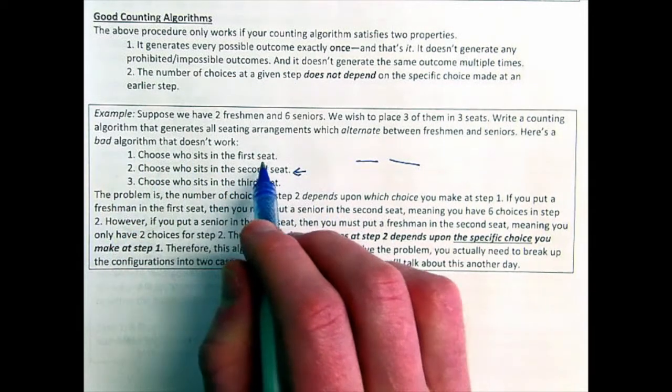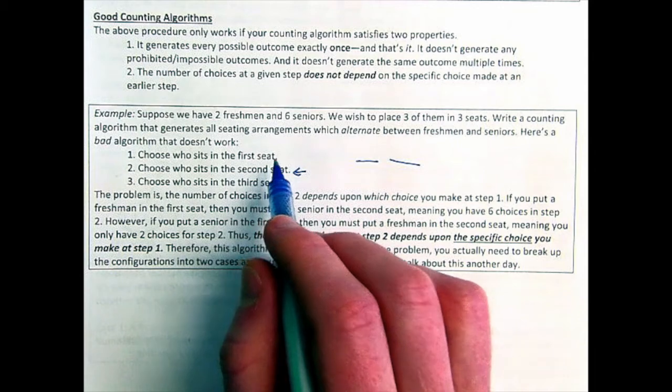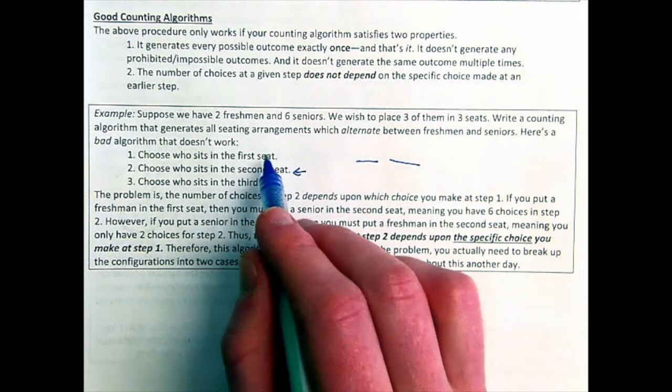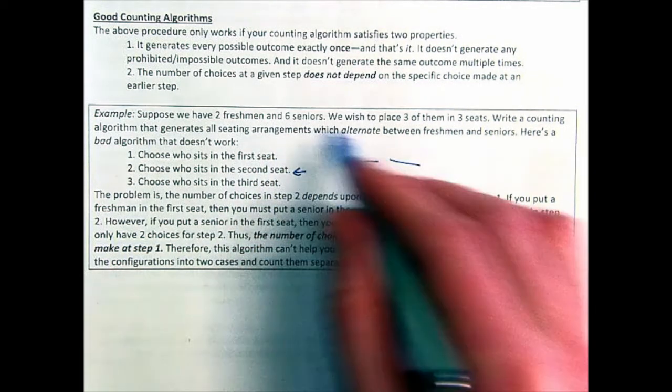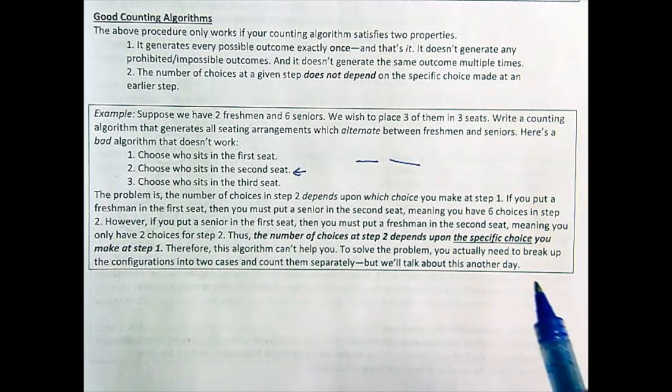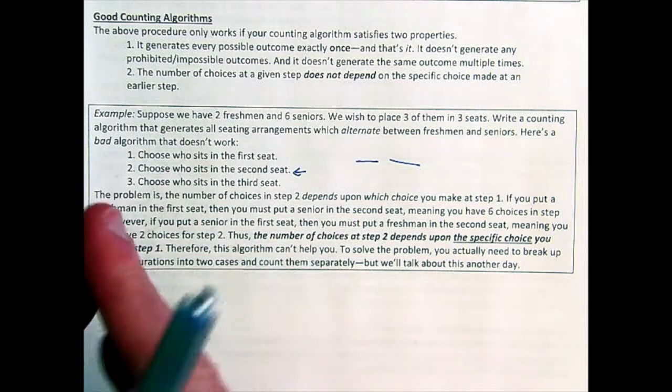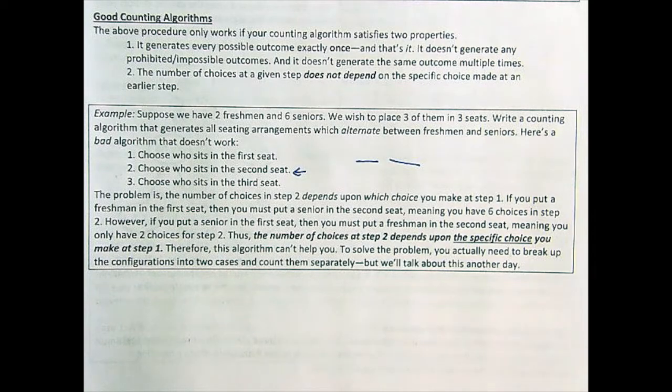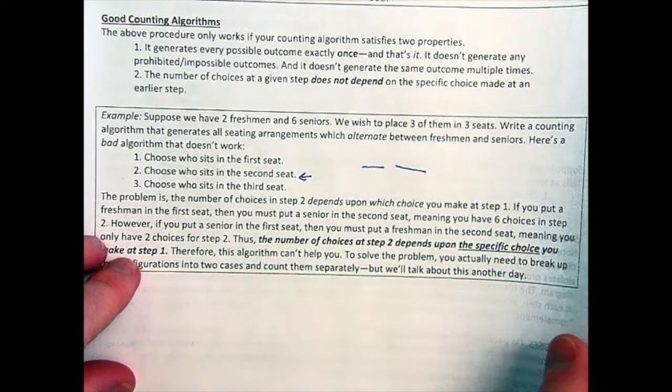Namely, it depends upon whether you decide to put a freshman or a senior in the first seat. So this is a bad algorithm. Okay, this algorithm cannot help you. This problem is actually a bit tricky to solve. It requires that we break the outcomes into 2 separate cases. We'll talk about that later, or actually you'll see it in the worksheet.